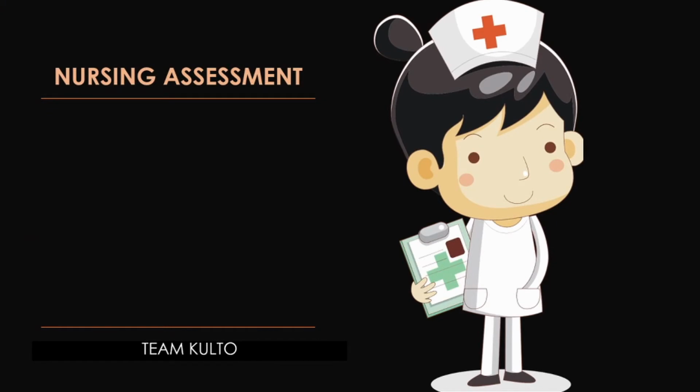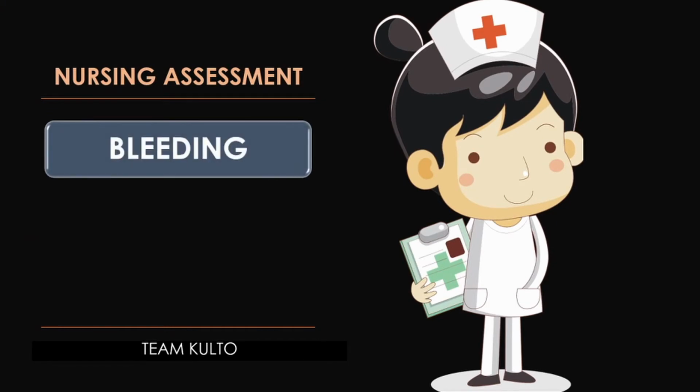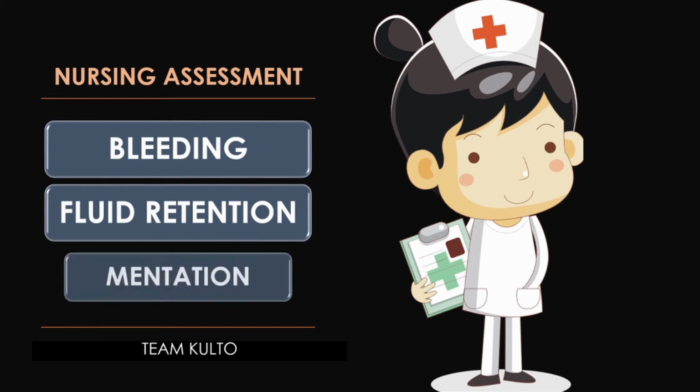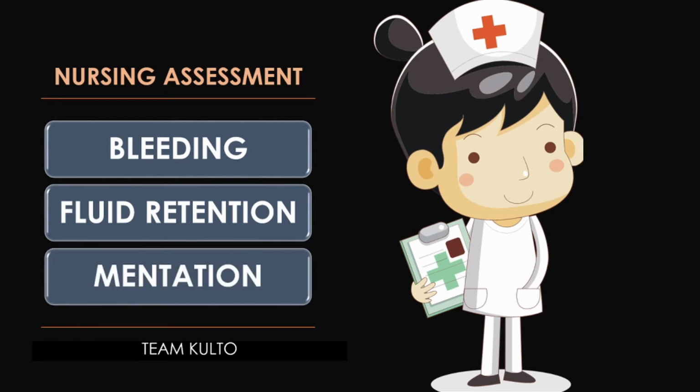Una na dyan ang bleeding. Check the patient's skin, gums, stools, and vomitus for any signs of bleeding. Fluid retention. To assess for fluid retention, nurses weigh the patient and measure abdominal girth at least once daily. Mentation. Assess the patient's level of consciousness often and observe closely for changes in behavior or personality. Once again, that is your nursing assessment.